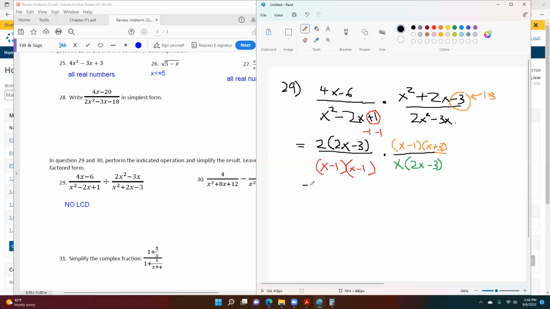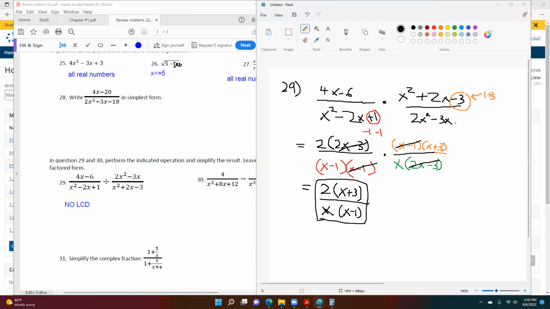The next step is to cancel the common factor. So the 2x minus 3 can be canceled. One of the x minus 1 can be canceled. The leftovers cannot cancel, right? So this is your answer here. So 2 times x plus 3, that's the one on the top. And then the one in the bottom is x times x minus 1. Again, you can move them around. I'm not picky here. Please do not distribute this or FOIL it out. Just leave your answer in factored form.